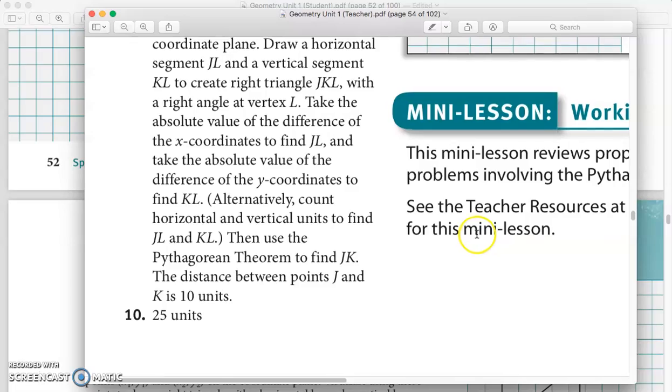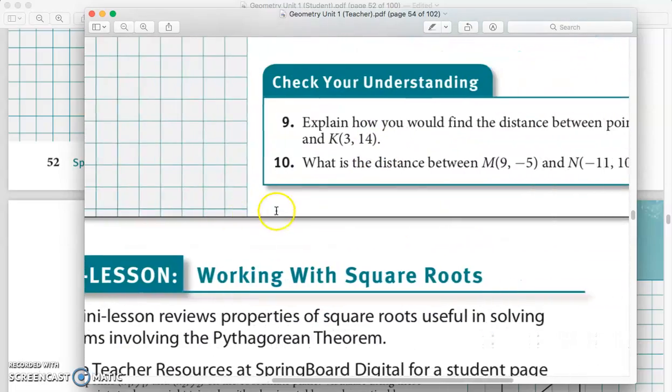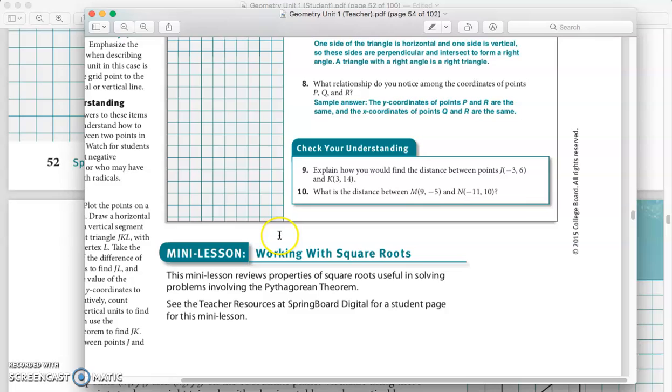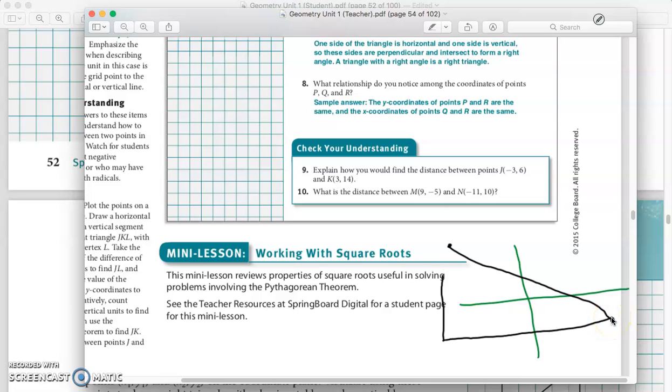So for number 10, if you want to see the work, let's draw that somewhere. So if we've got (9, -5), I'll just draw a rough sketch here. We've got the point over 9 and down negative 5 somewhere. And then we've got (-11, 10), so way up here. So we've got this really long line. We want to make a right triangle out of this, so I'm going to come all the way across horizontal and then vertical to make that 90-degree angle. So the question is, how long is this side? How long is this side?